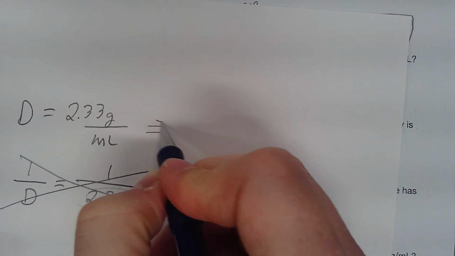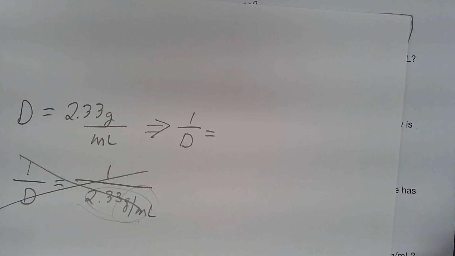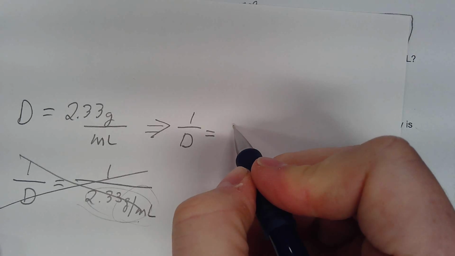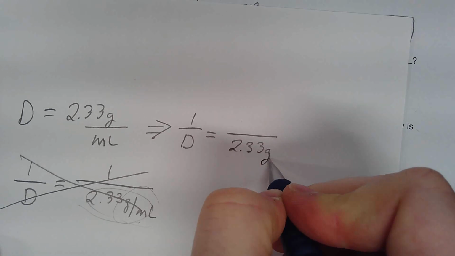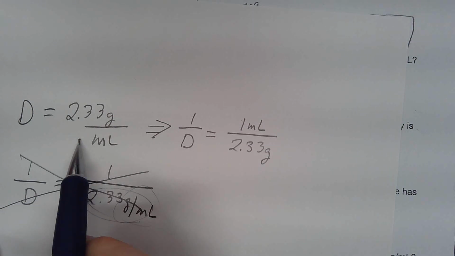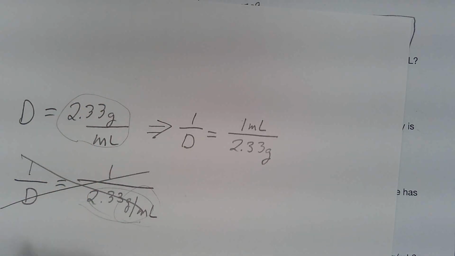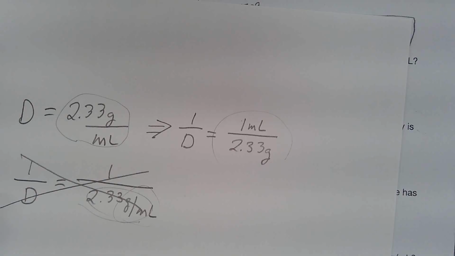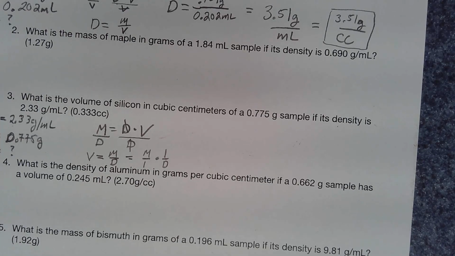If I want to turn this into the reciprocal of 1 over d, I'm going to write it instead as 2.33 grams on the bottom and 1 milliliter on top. So all I did is I took this fraction and I flipped it over. By flipping it over, I now have my units looking like this. So with that, let's see how that's going to affect this problem overall.